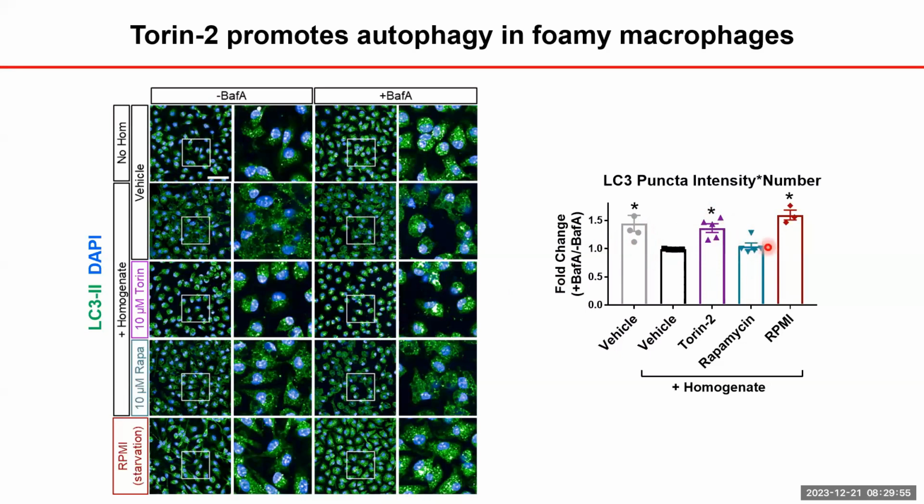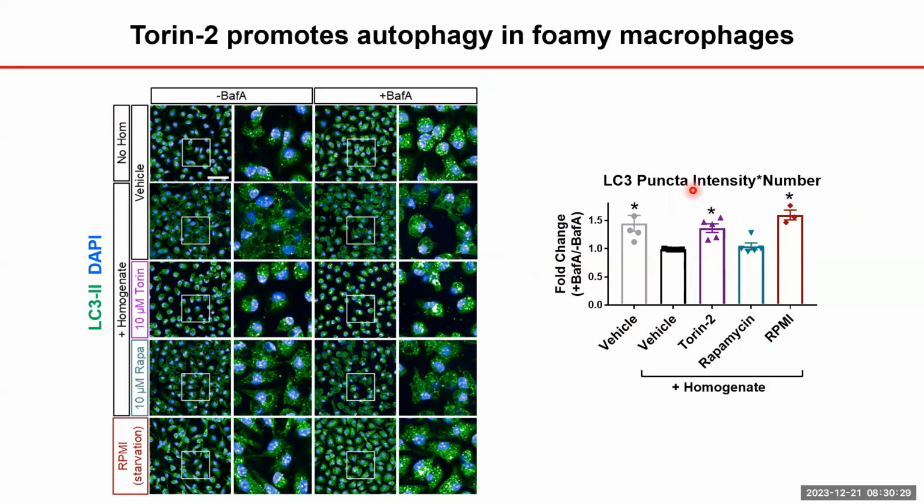Rapamycin is known to be an autophagy-promoting compound, but in the context of foamy macrophages, it doesn't seem to be doing that. And then this is a positive control where we starve the cells to promote autophagy. Okay, so that is one mechanism by which we think the compounds are working here. TORIN2 is promoting autophagy and thereby getting rid of the accumulating lipids in the cells.